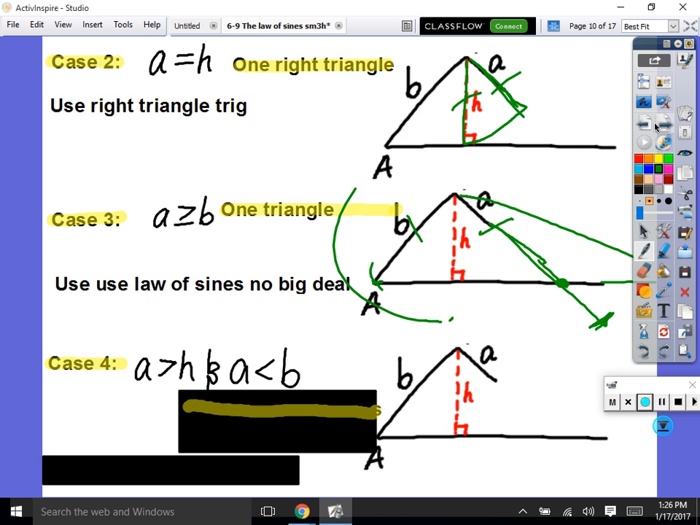Okay, last case. This is the most important case. So move your tape where A is larger than the height. So A is going to be longer than your height. It does have to be longer than your height. So go down, make sure that A is larger than the height. But it also has to be smaller than B. So retape it in the correct spot where it's going to be smaller than side B, less than B, but longer than the height.